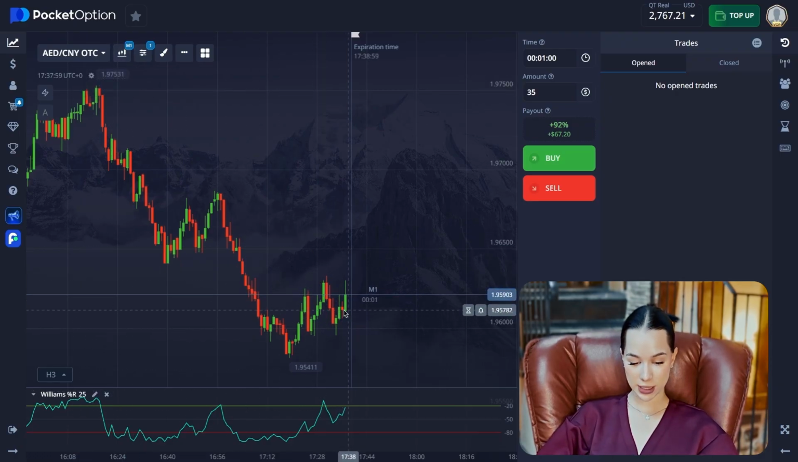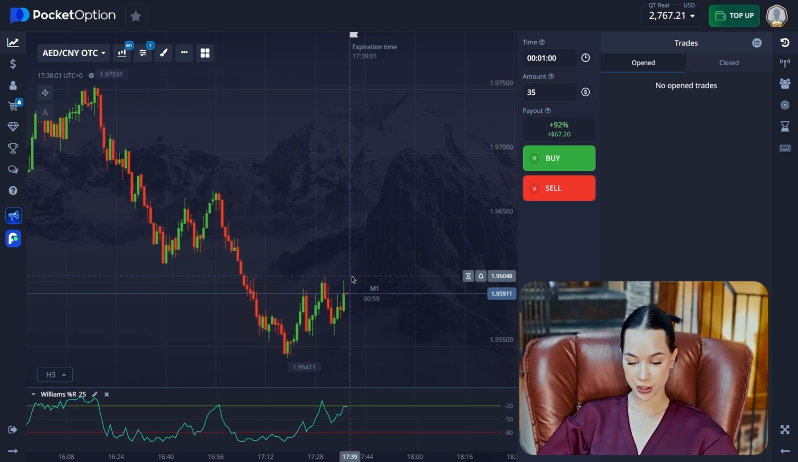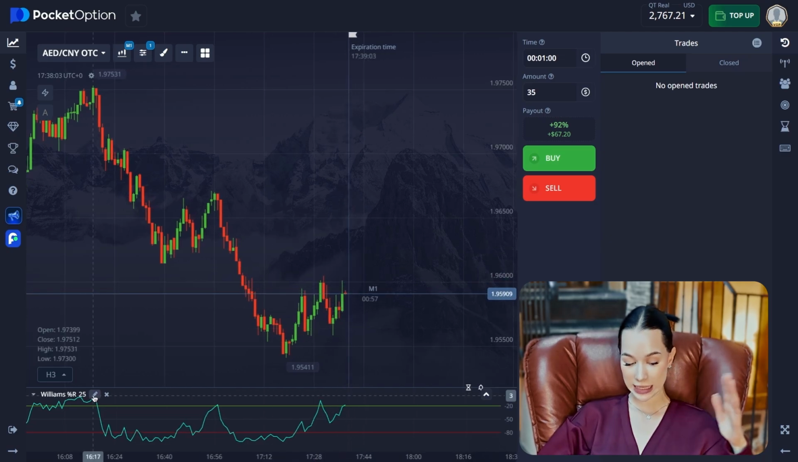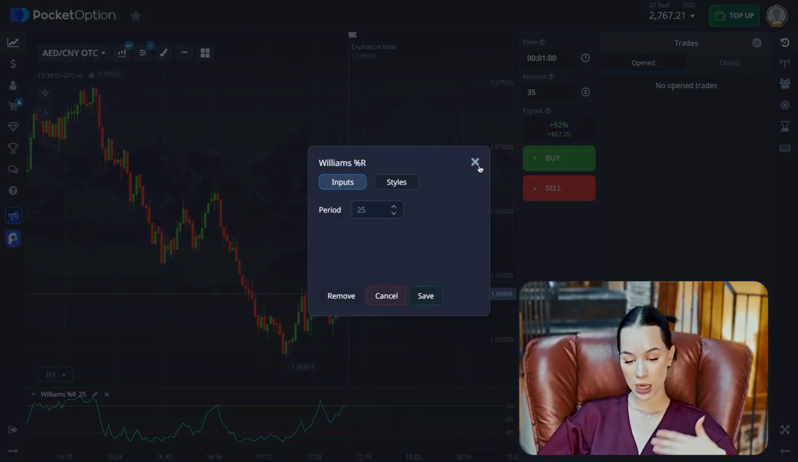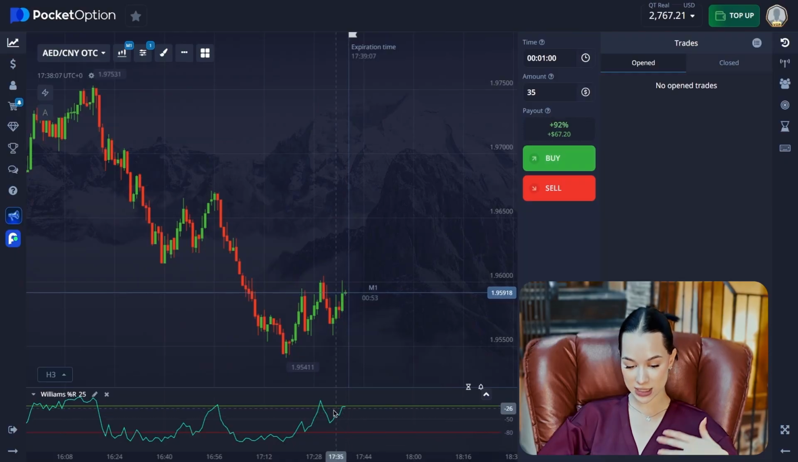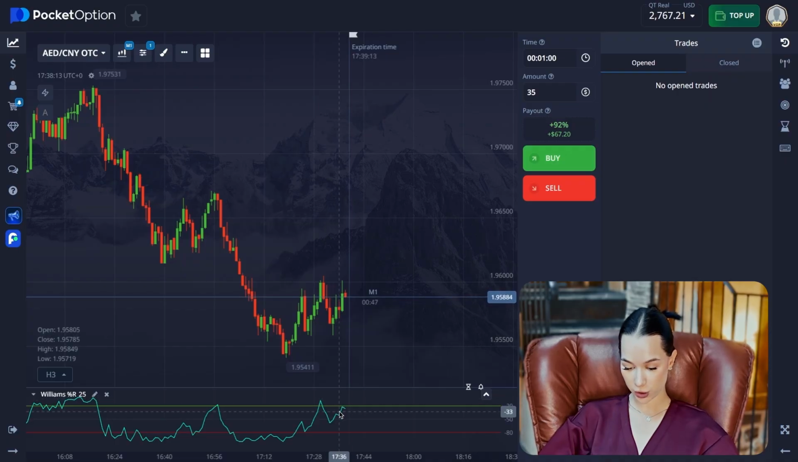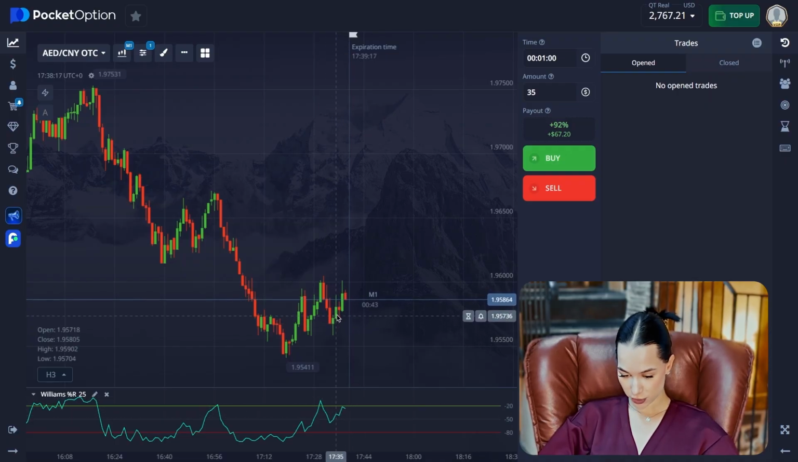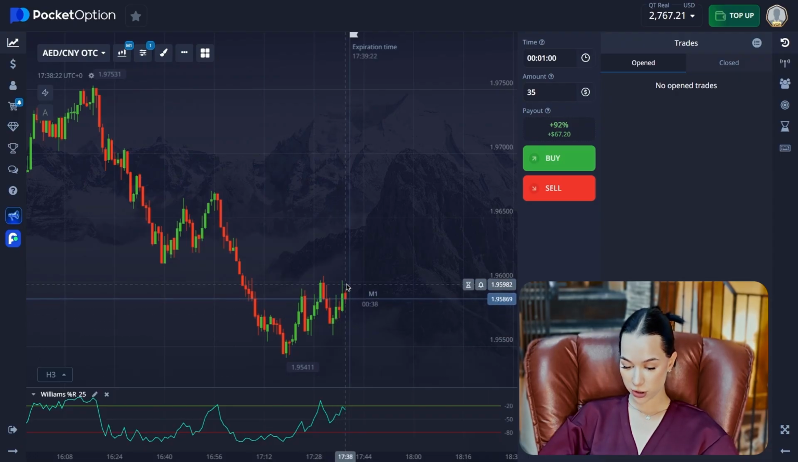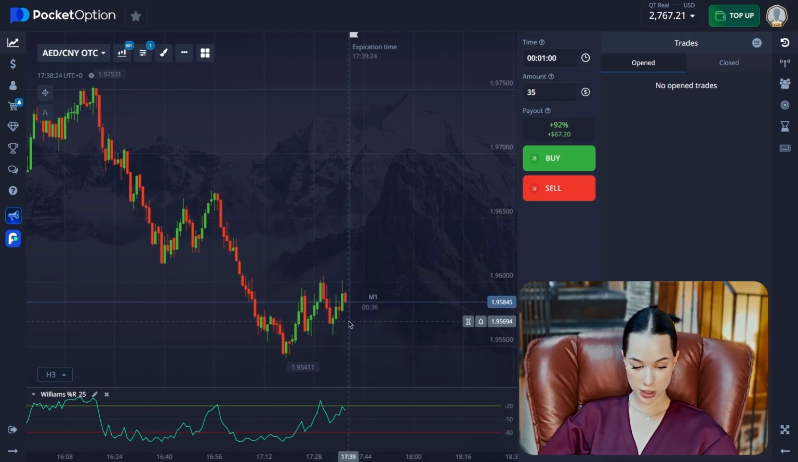So Williams is an oscillator that shows whether the market is overbought or oversold. In simple terms, it helps us spot the moments where the price has gone too high or dropped too low, signaling a possible reversal or correction. Now I'm also going to look for the currency pair that we're going to trade. As you can see, the price is now in a really oversold zone, so there could be a reversal here, but we need to wait for confirmation.